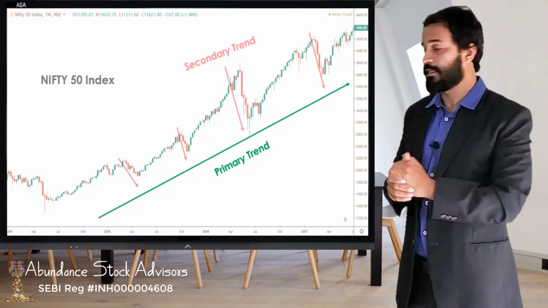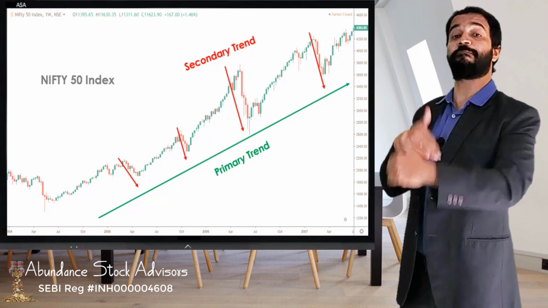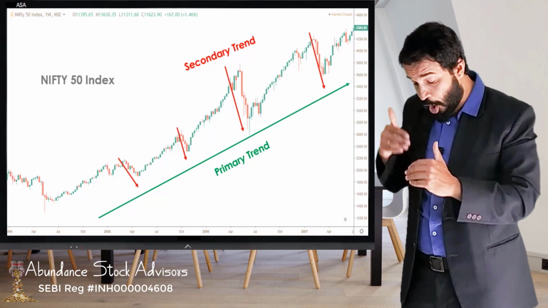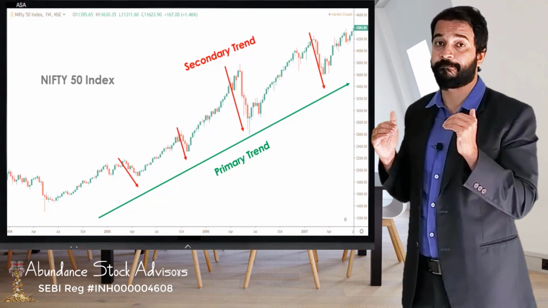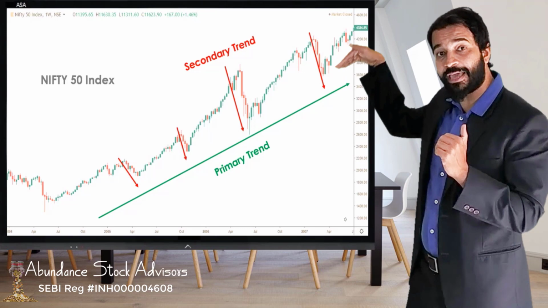Second one is the secondary trend. This occurs within the primary trend and is usually opposite to the primary trend. So here the red arrows show us that the secondary trend is actually bearish.